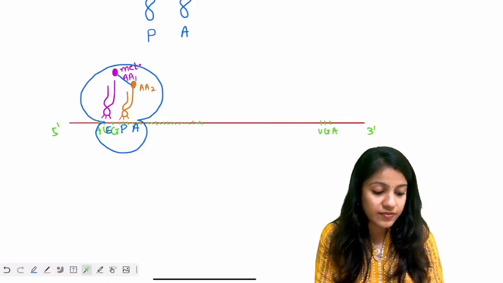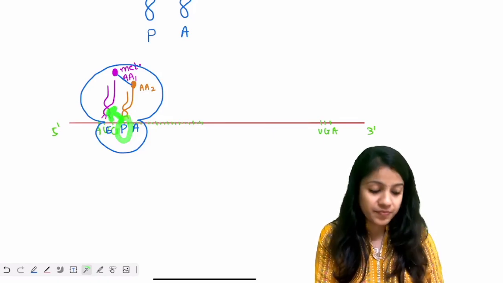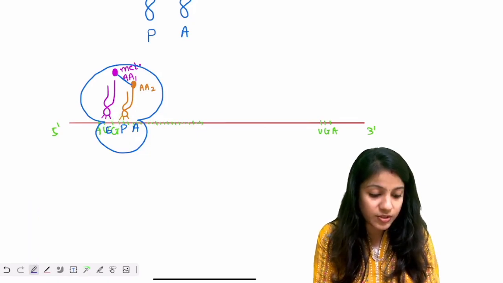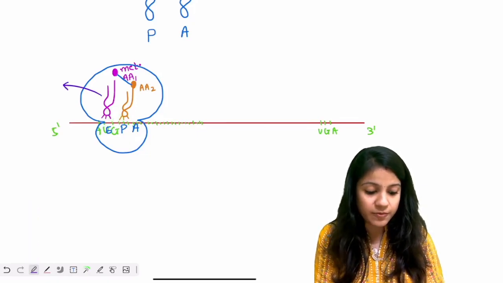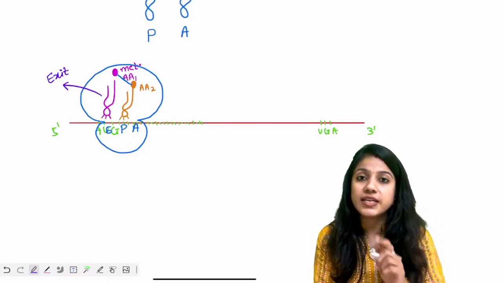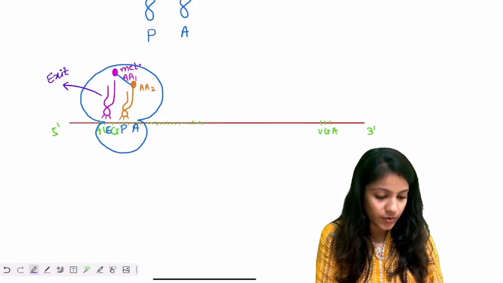So the tRNA which was present on the P side got shifted to the E side. Now, since it is present on the E side, this tRNA will take an exit. That's why we are saying this side is the exit side. Now, the A site is vacant. The ribosome moves further, right? Now, what will happen?